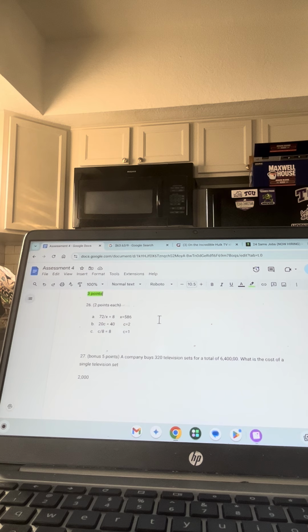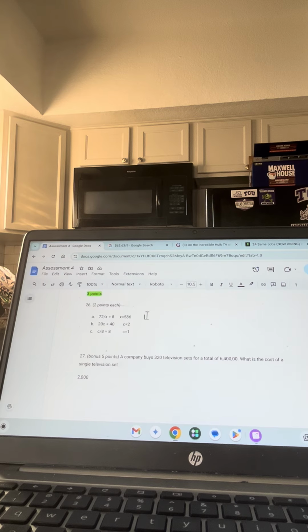Let's check these easy ones. 72 divided by what gives you 8? How did you get 586? You're saying 72 divided by 586 gives you 8, which means 8 times 586 gives you 72. That's not correct. I can actually do this one in my head and see that the answer is 9. 72 divided by 9 equals 8. 8 times 9 is 72. So the answer should be 9.